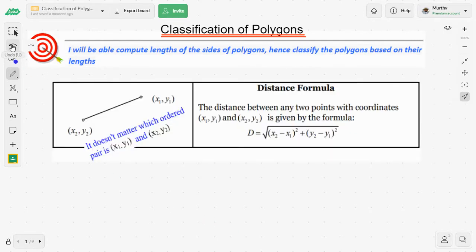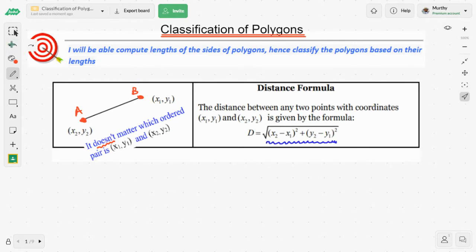In my previous class, I already explained the distance formula, which is x2 subtract x1 whole square plus y2 subtract y1 whole square, under the square root. When two points are given, which point is to be taken as x1, y1 and which as x2, y2 actually doesn't matter. For example, if you want to take this point as x1, y1, it's fine. Or if you want to take the other point as x1, y1, still that's fine.